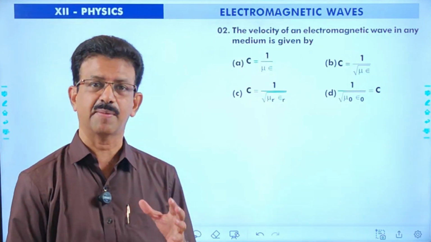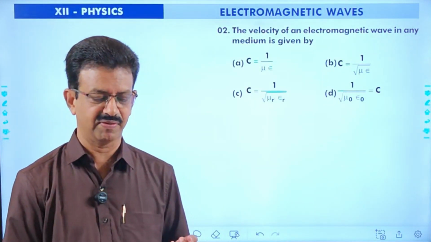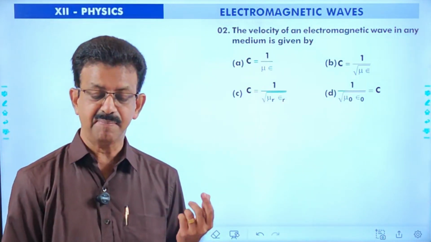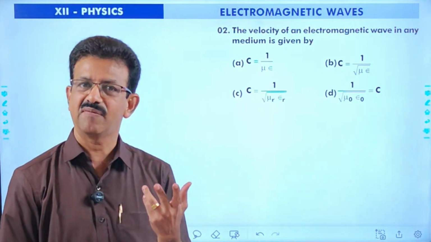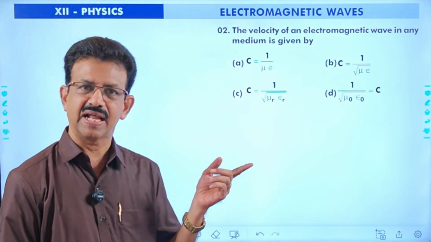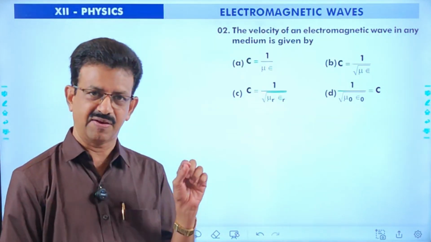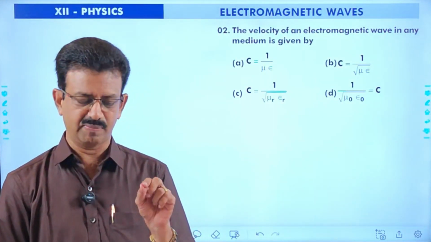Second question is about the velocity of electromagnetic wave. The question is, the velocity of an electromagnetic wave in any medium is given by, we have already discussed from the general wave equation, 1 by v square equal to mu epsilon, then v equal to 1 by root of mu epsilon.